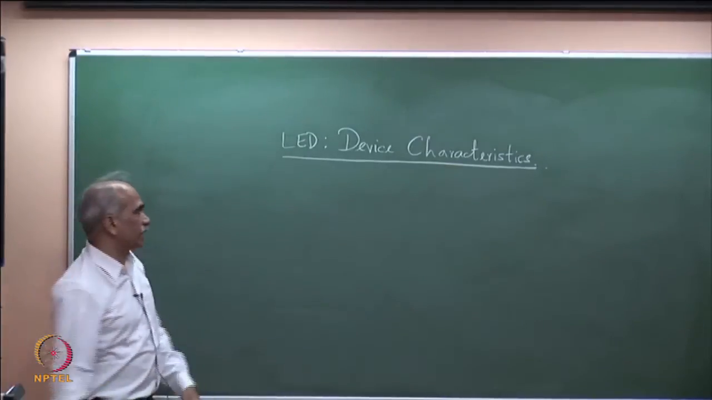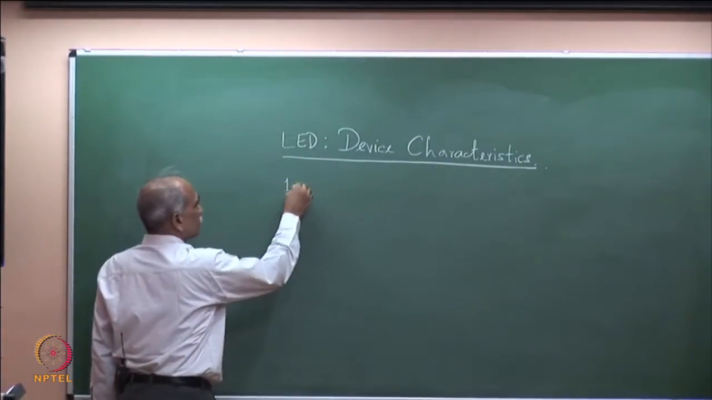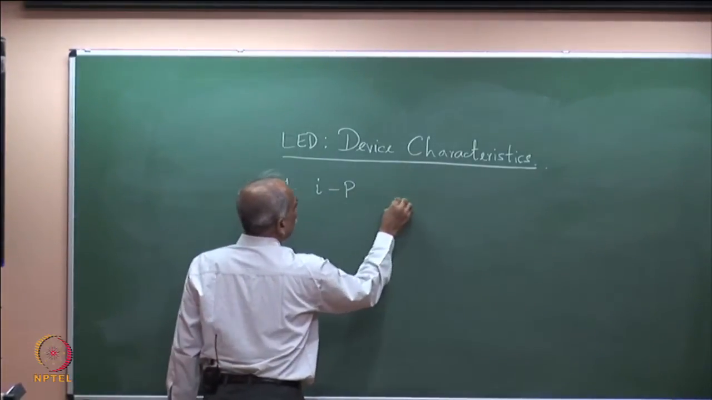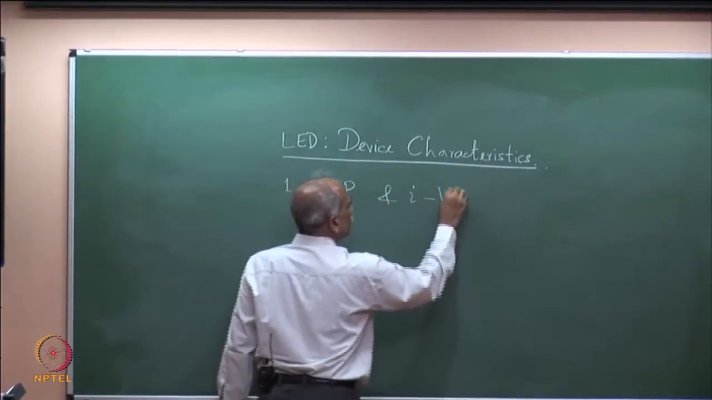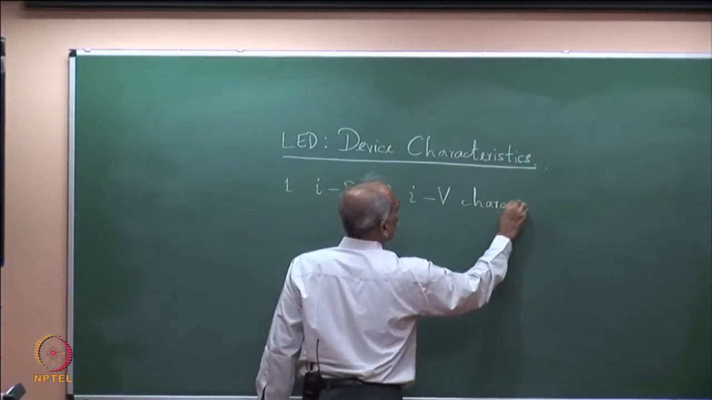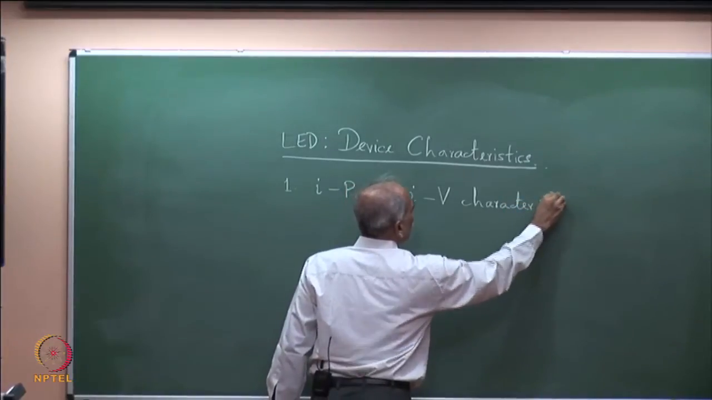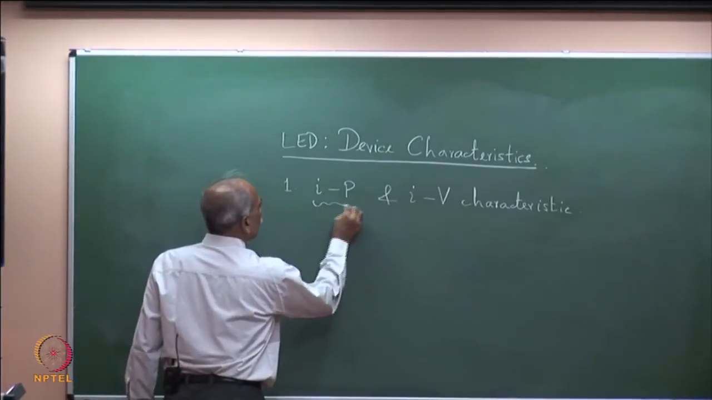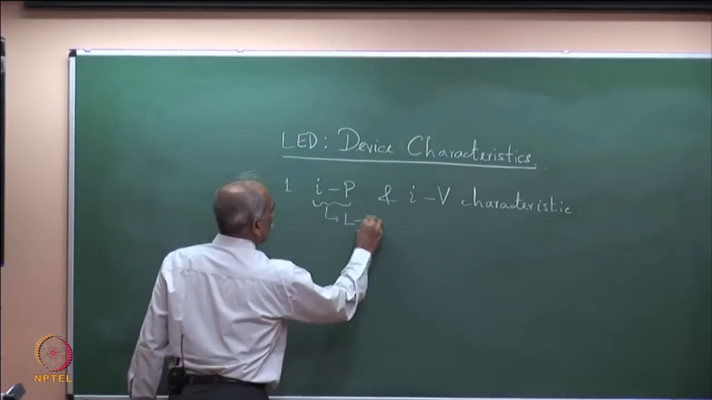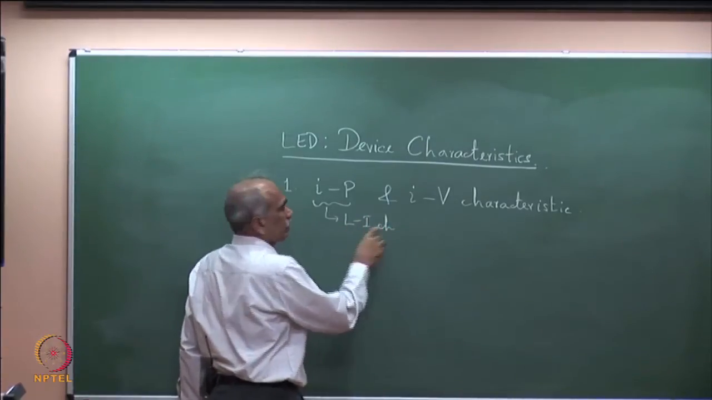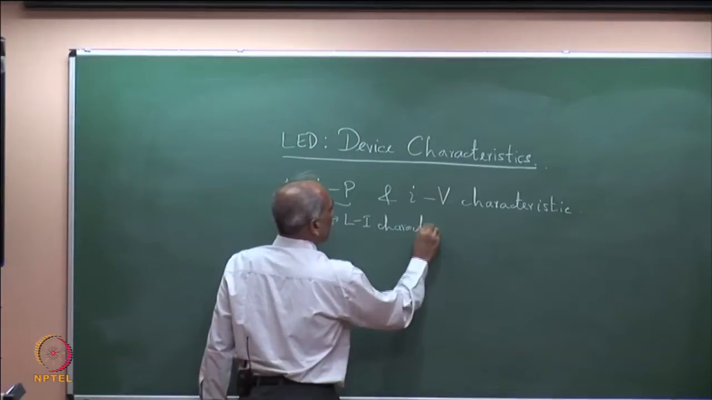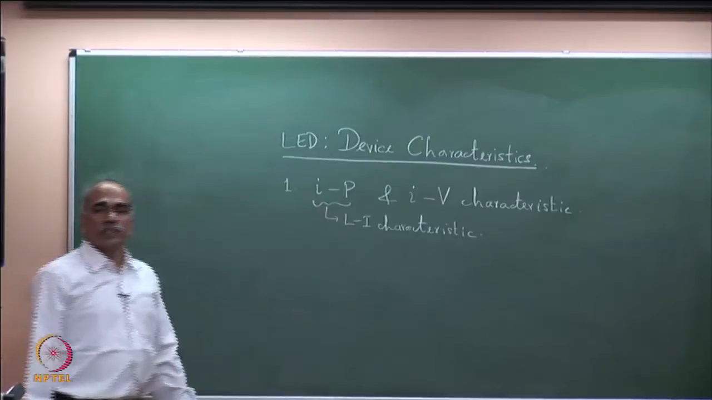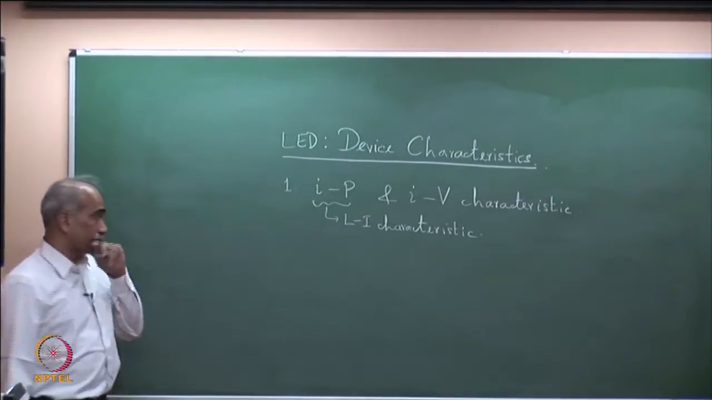There are some important device characteristics which we need to discuss. One, the IP and IV characteristics. It is a diode. This IP is current versus power. This is sometimes also called LI characteristics, light current characteristics. Some literature, some books may write it as light current characteristics. This is current versus optical power, LI characteristic.